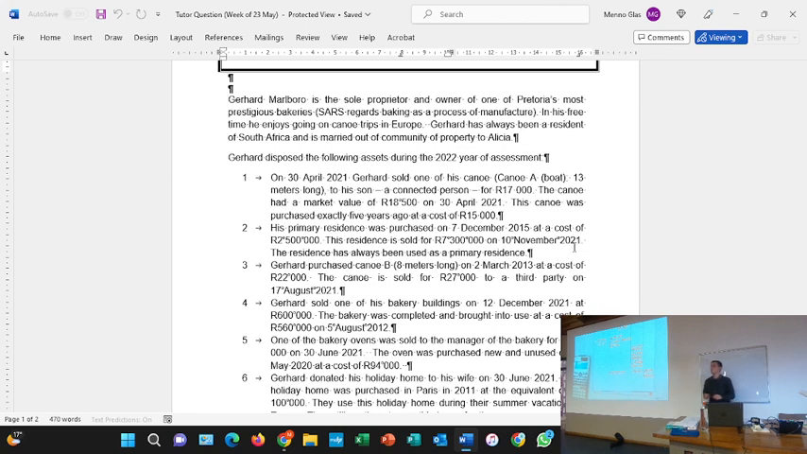Okay, just lastly on capital gains tax. Capital gains tax consists of 4 parts. You have an asset, you have a disposal of an asset, your proceeds and your base cost. If you have all those 4 in a scenario, you can proceed with your capital gains tax. If there's no disposal, you won't have any capital gains tax on the asset in that scenario. Any other questions?